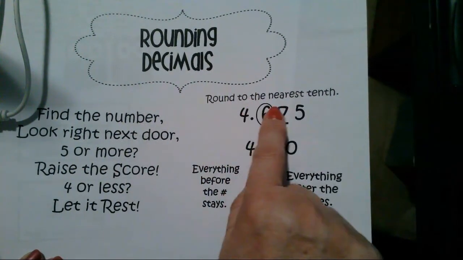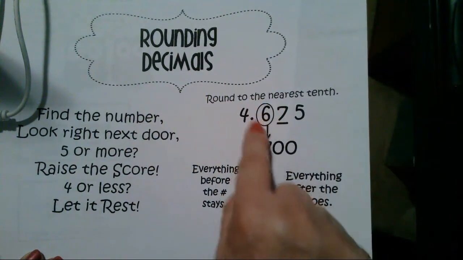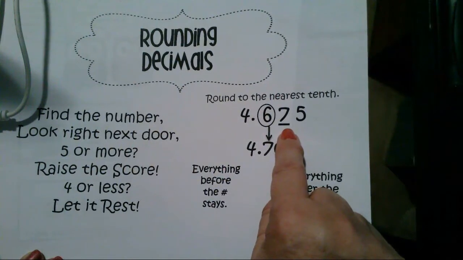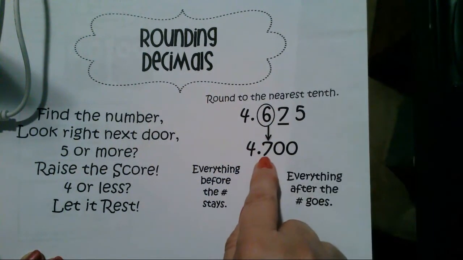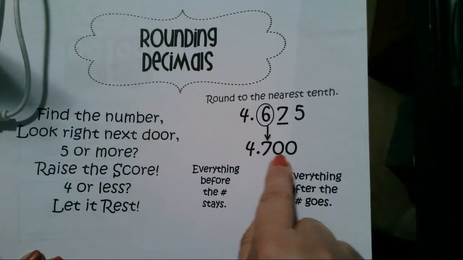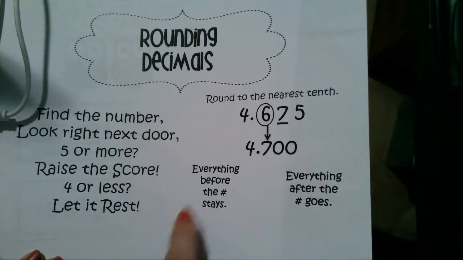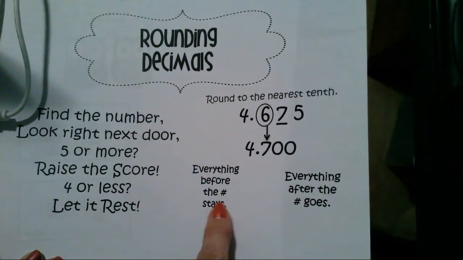This number is rounding to the nearest tenth. We've circled the tenth. We've underlined right next door. We see that it's 5 or more, so we're going to raise the score. And everything after can either go away or it can turn into zeros. Everything before the number stays the same.